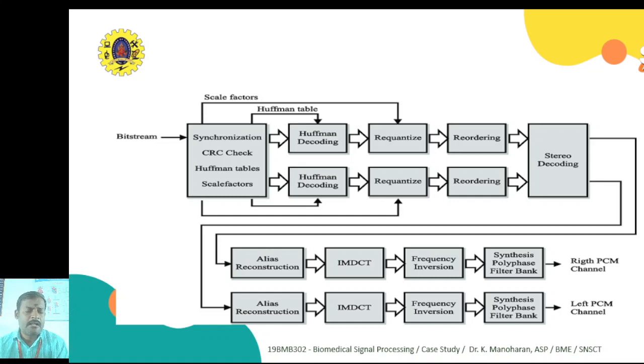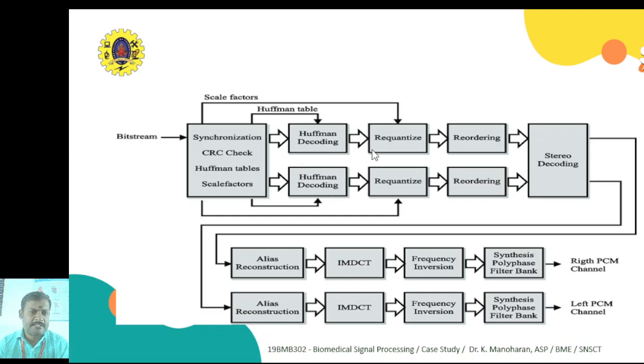And Huffman table: normally for compression we use Huffman coding, so for that we need to have the Huffman table. Scale factors: sometimes we need scaling of the information, so for that we use scale factors. Look at this, the output of this will have two things. One is Huffman decoding. Why we use two means we are going to use two channels. Normally it will be played with two speakers, so we have left and right. So for that we need different blocks. Look at this: the Huffman table will be connected to both blocks. Huffman decoding will be done for the left side and right side separately.